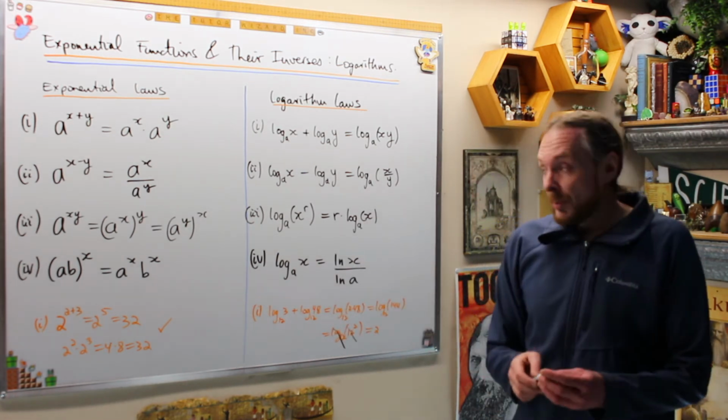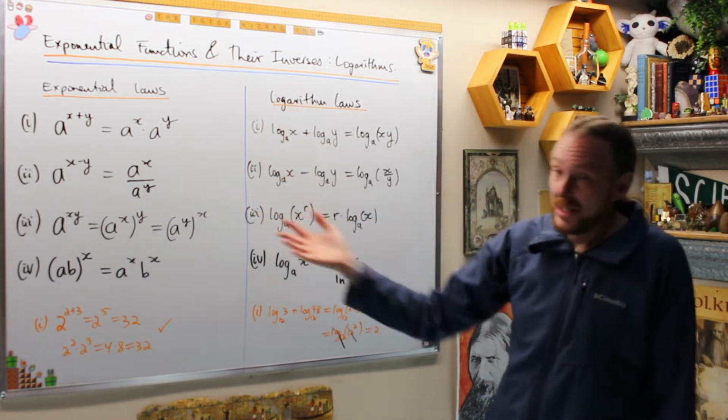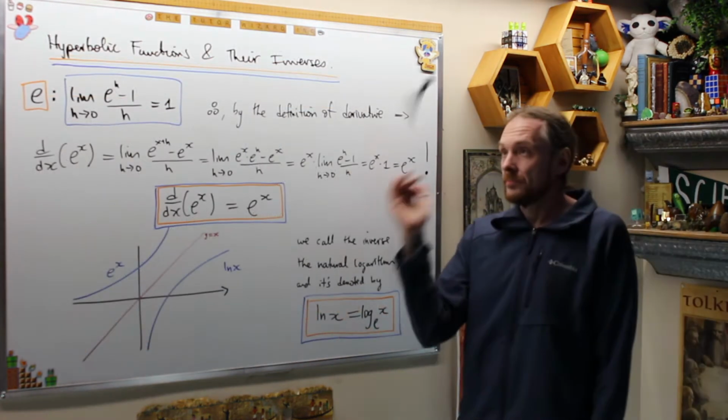Now let's do the hyperbolic functions, which are linear combinations of our magic guy, the exponential function e to the x.